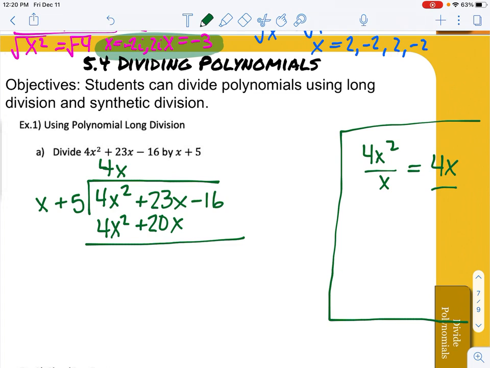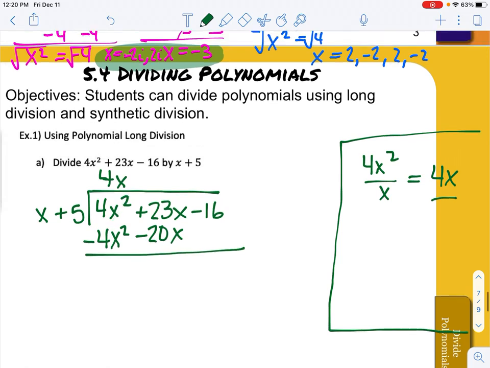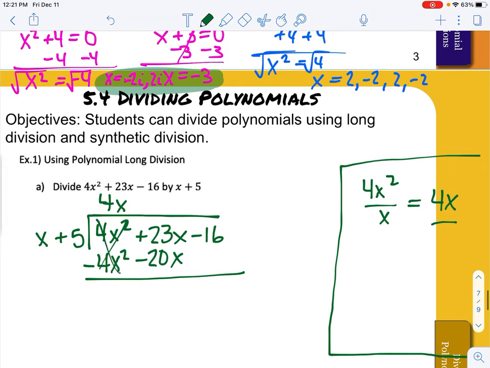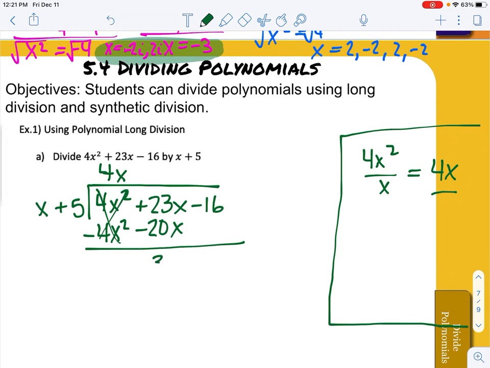Now I must then subtract. Basically, I take the opposite sign of all my parts here. So my opposite side would switch these both to negative. These two cancel out. And then I have 23x minus 20x, which just leaves me 3x, and I bring down my next piece. Now this is the new thing I'm working with. I need to find out what 3x divided by x is now. That is simply 3. So I put plus 3 here.